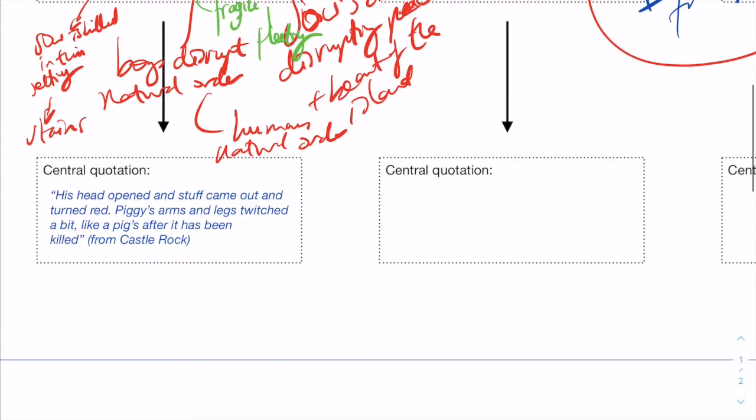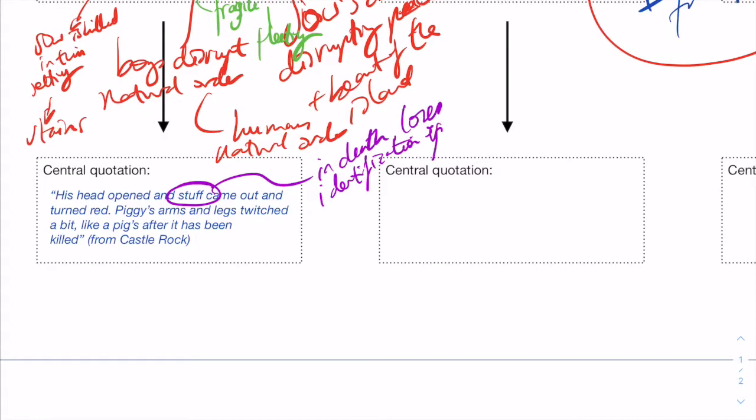And then as we continue to move through the novel, and as we get to Castle Rock, we have Piggy's disastrous, traumatic death. And this particularly vivid and graphic description from Golding: "His head opened up and stuff came out and turned red. Piggy's arms and legs twitched a bit like a pig's after it had been killed." Well, we have stuff coming out of his head and turning red. And we have this moment in this death. He loses the identification of being human, just like the sow did earlier in the novel. And he's become ill-defined. Okay, it's just stuff that's coming out of him now.